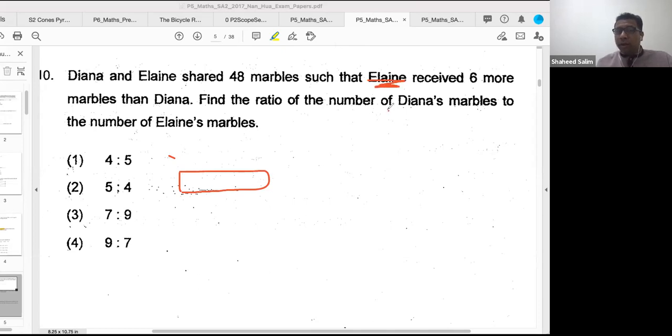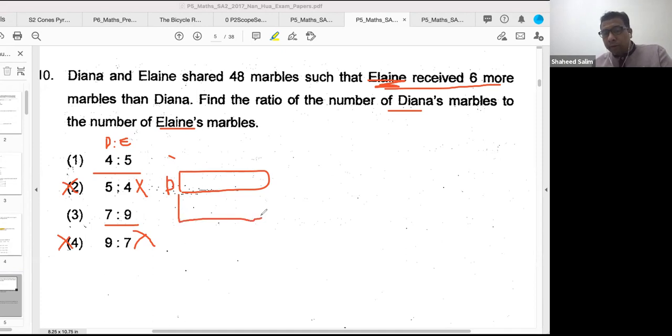So what is the ratio now? Diana to Elaine. Elaine got more. So the one where Elaine got less is out. This one is out, right? Elaine got less. Elaine 4, Diana 5. They tell you Elaine received more than Diana. So from the ratio, you can see where Elaine is more. Okay, now we work it out. Can you see now? This one Elaine is less, so we know it's out already. You don't even need to calculate. You just look at it. Now, so this one is Diana.